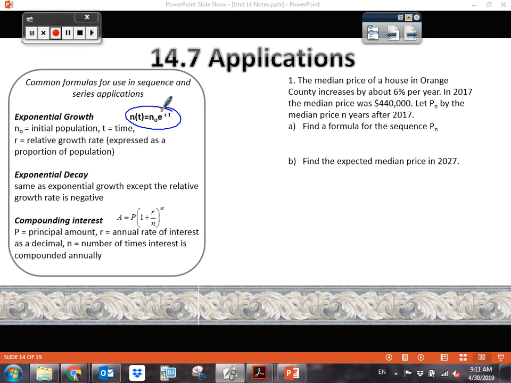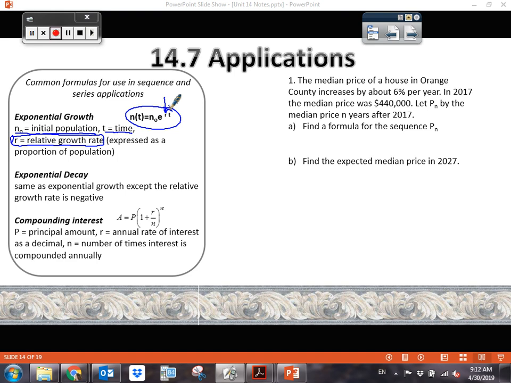The N naught, or whatever variable they're using, it doesn't have to necessarily be an N, stands for the initial population. T is time. Now this is actually a vocab word, relative growth rate. Sometimes in the text of the problem, they'll give you the relative growth rate, and if you don't know what that means, you're not going to really know where it goes. It goes in place of the R. They usually will describe it as a proportion of the population, like 5% of the population or something like that.